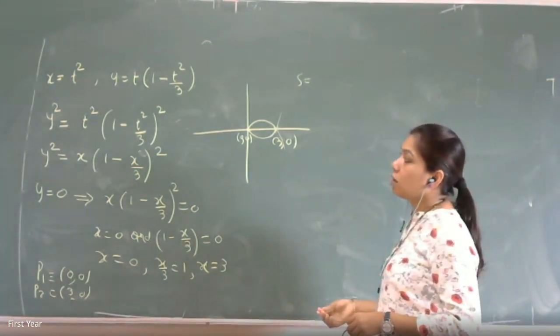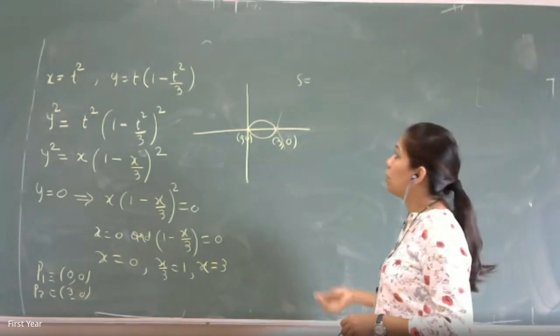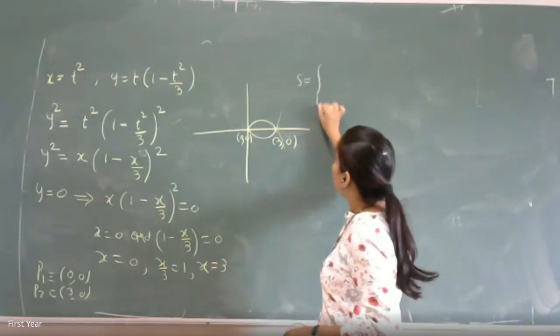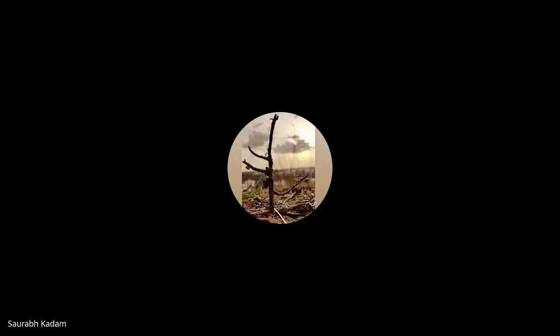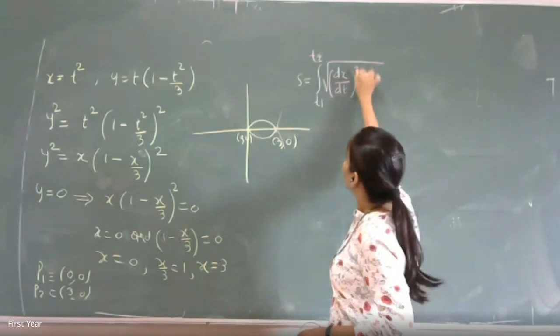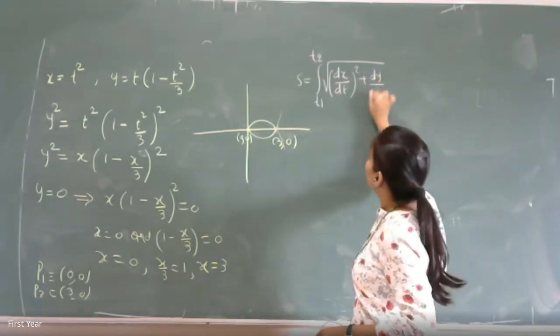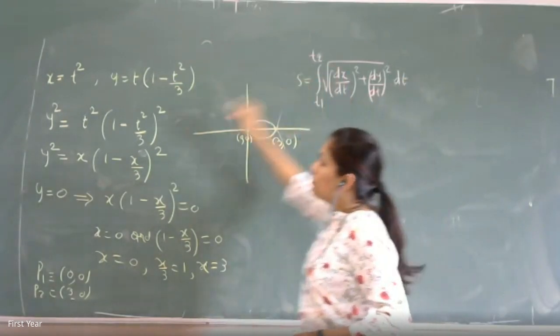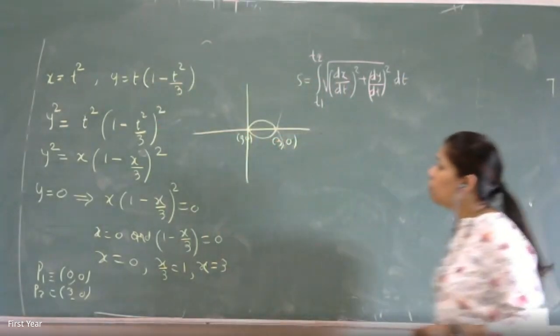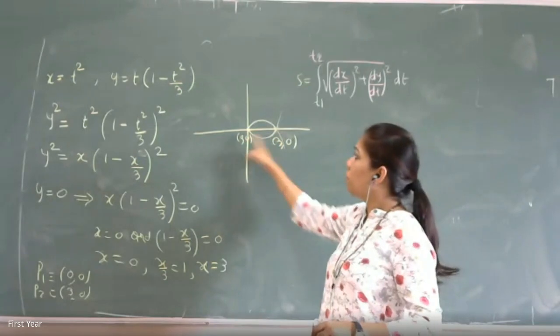Which is the formula that I have given to you for a parametric curve? Integration root over of (dx by dt) whole square plus (dy by dt) whole square. Very good: (dx by dt) the whole square plus (dy by dt) the whole square, dt from t1 to t2. So what will be the thing? Limits of x are changing.